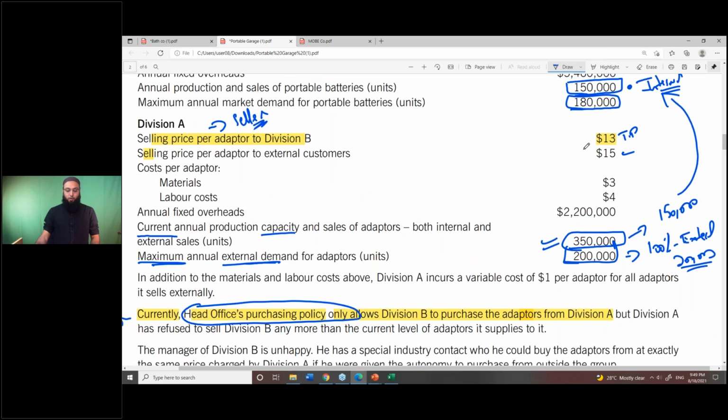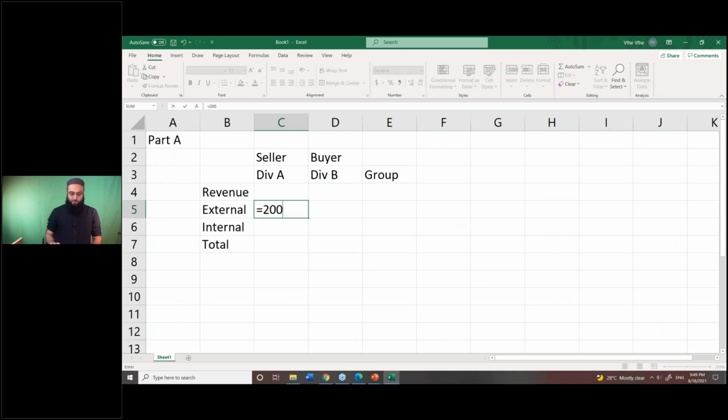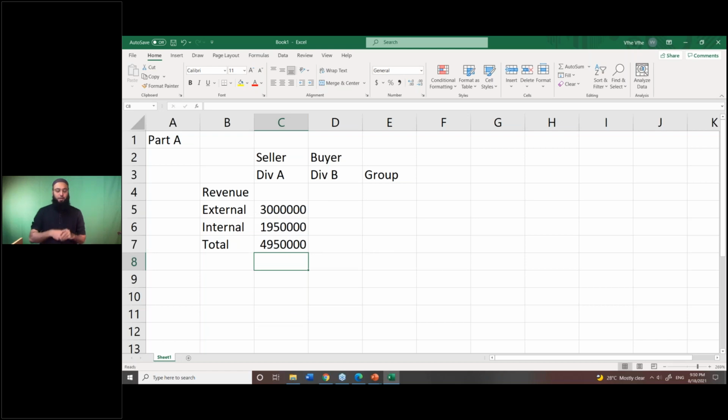A, you sell externally for 15 and internally for 13. And units I know now, 150 internal, 200 external. Agreed? Okay. External, 200,000 multiplied by 15, right? Internal, 150,000 multiplied by 13. Total, let's use the sum formula. 950,000. Agreed?